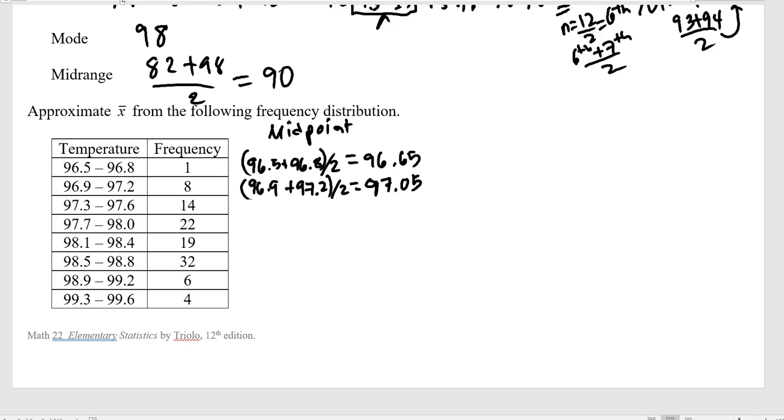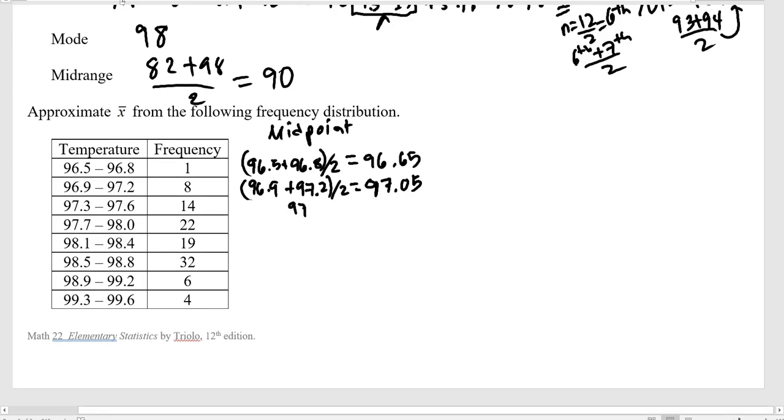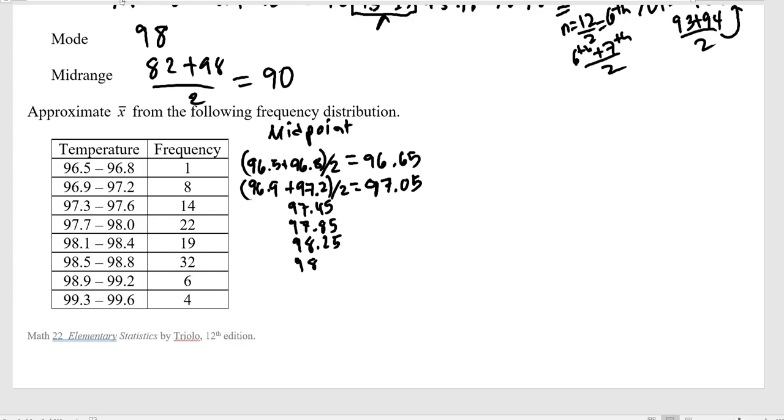I want all these midpoints. And this is going to be in the homework. I'm not going to test you on this. So let's see, 97.45, 97.85, 98.25, 98.65, 99.05, and 99.45.